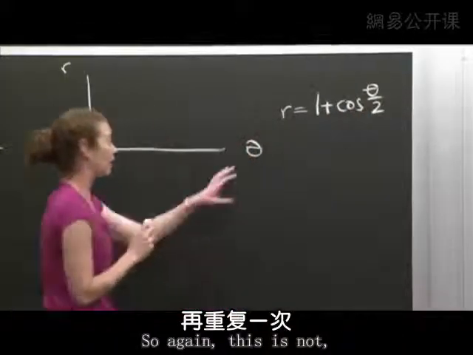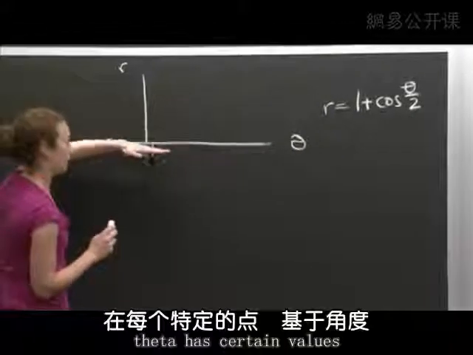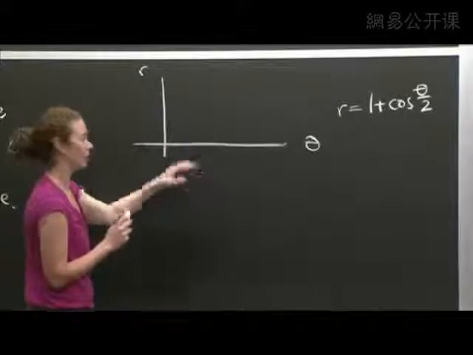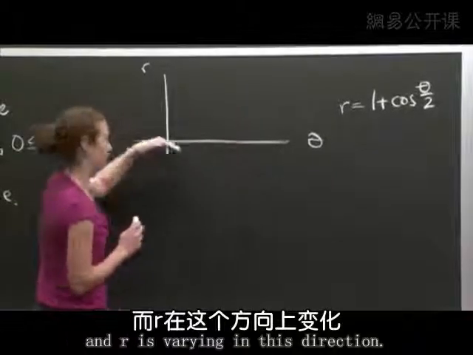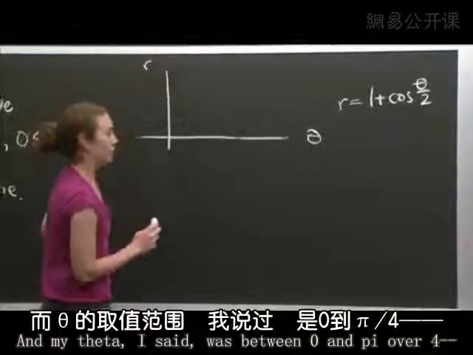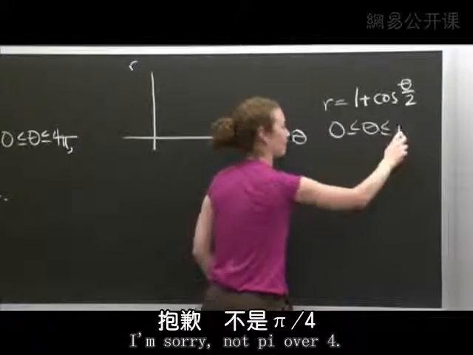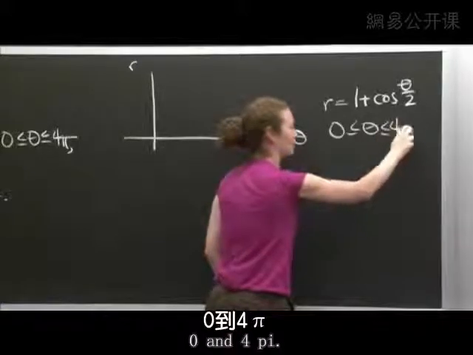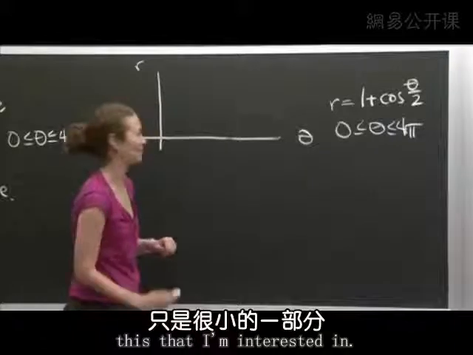Again, I don't want to think about this as the xy plane, because in the xy plane, theta has certain values at each point that are fixed based on the angle. But now I'm letting theta vary in this direction, and r is varying in this direction. And my theta, I said, was between 0 and 4 pi. Sorry, not pi over 4, 4 pi. Pi over 4 would be a very small component of what I'm interested in.